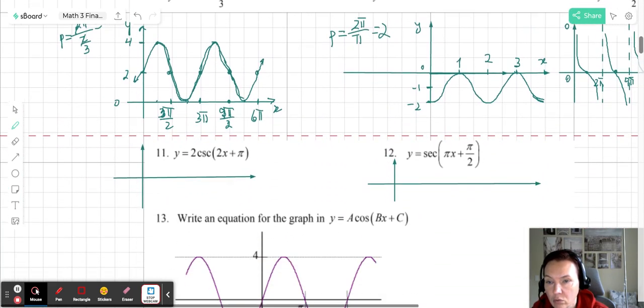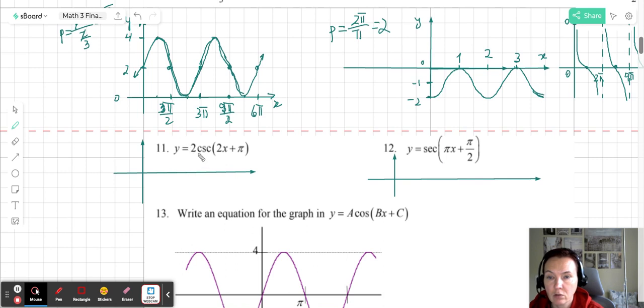Move on to number 11. We have 2 cosecant of 2x plus pi. The 2 means the amplitude is going to be 2, so this is 2, this is negative 2. Same thing as before, I'm going to factor out the 2, so then I can see that the shift is going to be pi over 2, actually, to the left, because it's a plus sign.